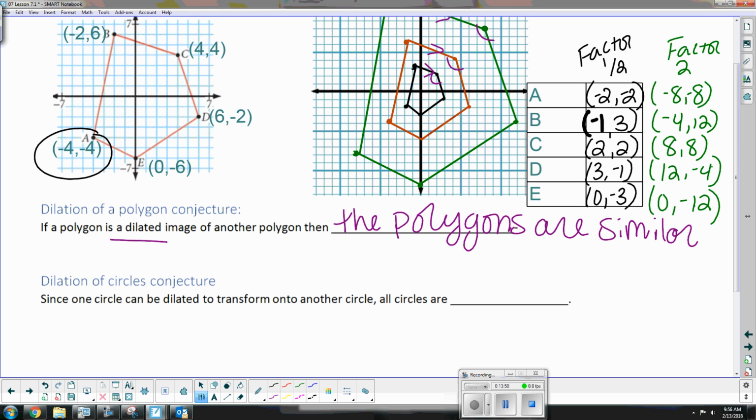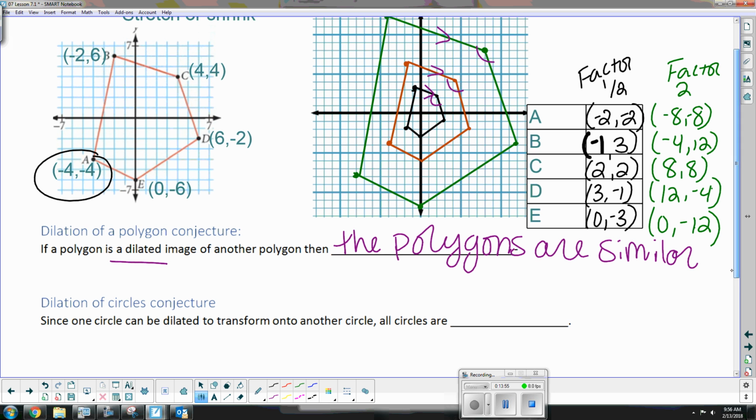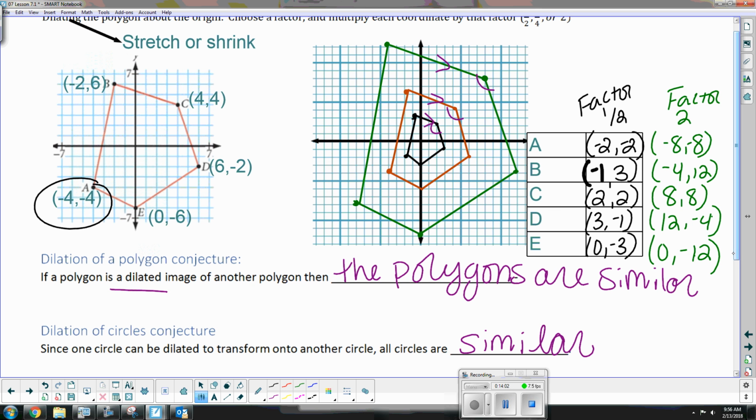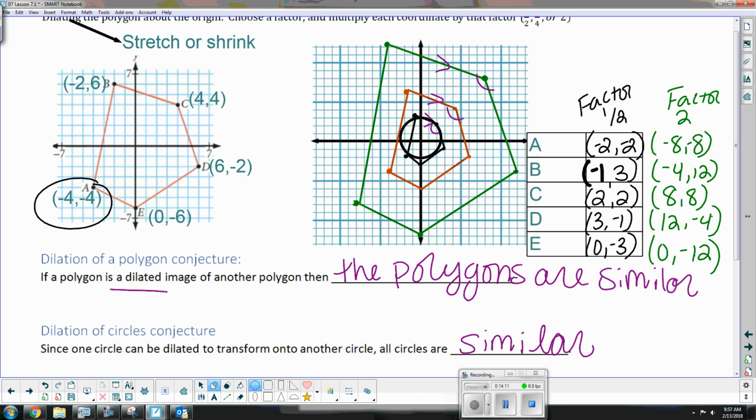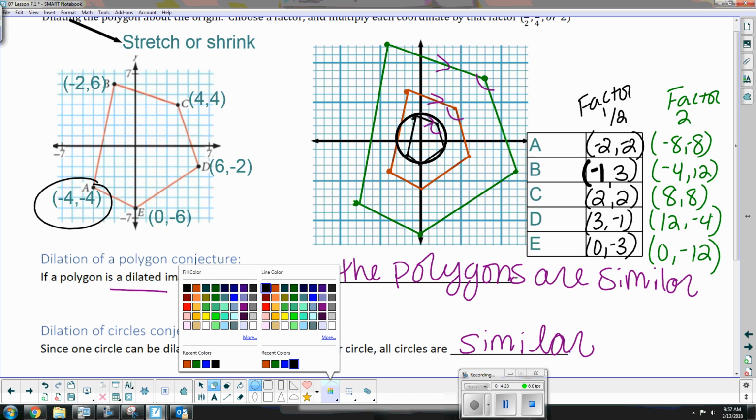And then secondly, since one circle can be dilated to transform onto another circle, all circles are similar. And we can use circles to show similarity between these images. So let's start with the smallest image. So if all circles are similar, here's our first circle, and see how the points for the most part are pretty close. It's not a perfectly circumscribed circle, but it's pretty close.